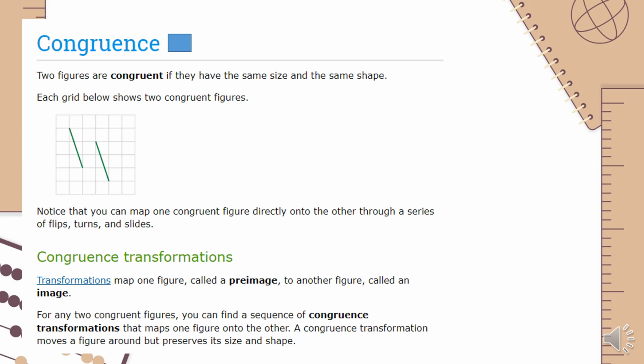See, in this grid we have shown two lines. These two lines are called congruent. Why? Because the shapes are the same and the sizes are also the same. The size of the first line is the same as the size of the second line. Now see the other picture, both are triangles. The triangles are the same according to size and according to shape. So when the shapes are the same, we do not call them same, we call them congruent.